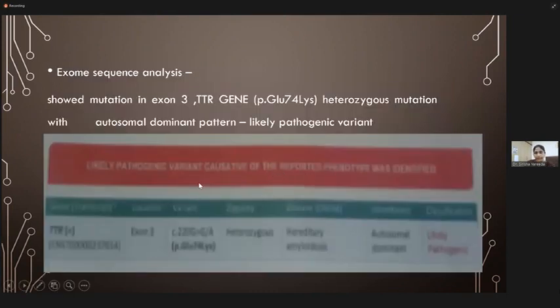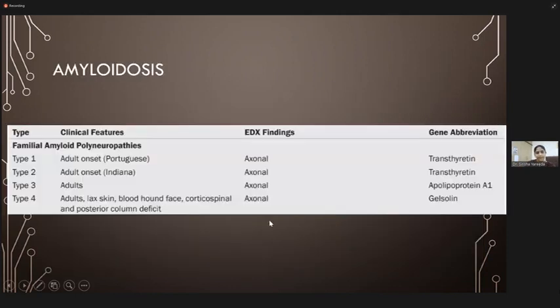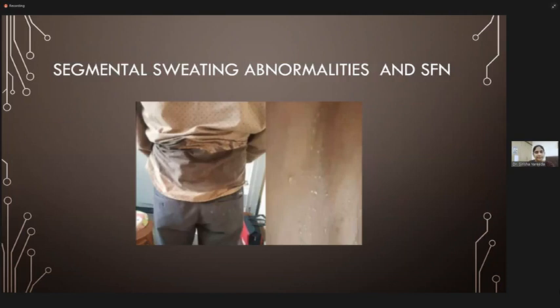Actually, we don't have a clear report. It was sent by the patient, and this genetic analysis showed a mutation in exon 3 of the transthyretin gene, which is likely pathogenic, suggestive of a hereditary amyloidosis. So we have variants of the amyloidosis, and amyloidosis is also one of the causes of small fiber neuropathy, but it's a rare cause where the patients can have a lot of autonomic symptoms and small fiber neuropathy. The other thing which we routinely find in our OP practice is the segmental sweating abnormality.